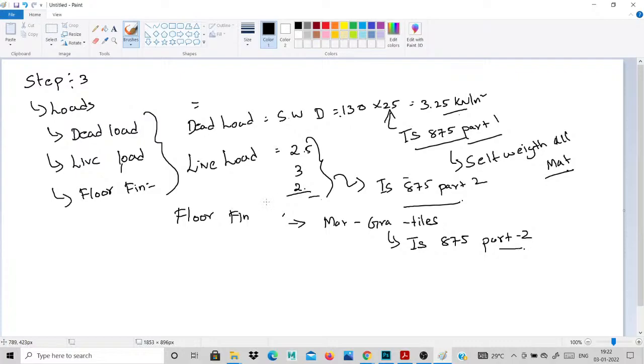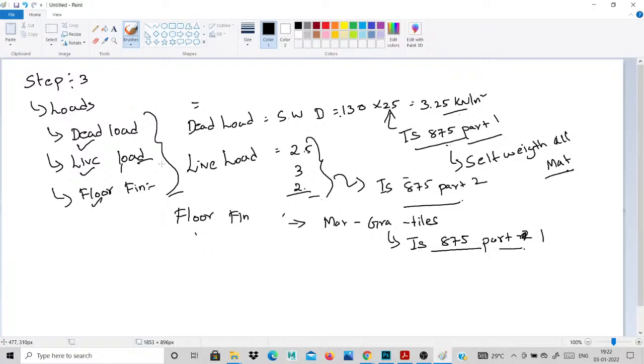Now it is clear. The first step is the loads: dead load, live load and floor finish. Three loads are there. Dead load and floor finish are based on self weight, taken from IS 875 part 1, whether granite, marble or anything. But live load is taken only from IS 875 part 2. All the books are available. There are 5 parts: part 3, part 4, part 5. The other 3 parts will be discussed later.